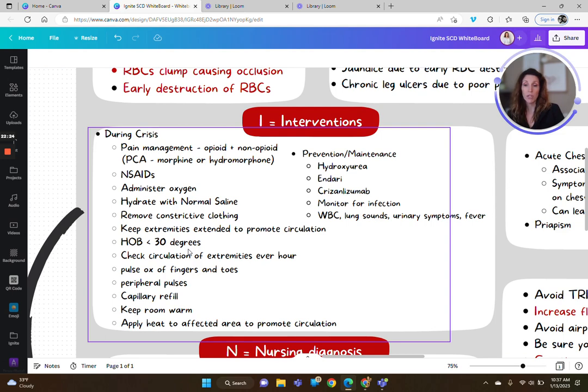And then we're going to hydrate them with normal saline. If we have more blood volume, these sticky red blood cells are going to be more easily able to move through the vessel. So normal saline is going to be really helpful. And they may get a pretty high dose of normal saline, kind of starting out, to really make sure that they're not dehydrated. And as we discussed, dehydration is a trigger. So IV normal saline.